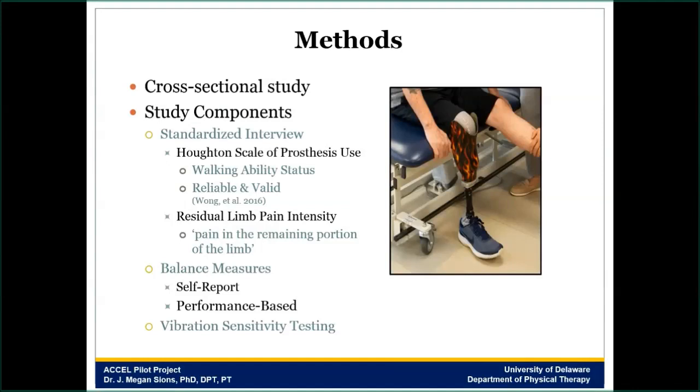It essentially tells us how our patients are performing in terms of are they more household ambulators or community ambulators. We're also asking them to rate the residual limb pain intensity from a 0 to 10 scale, and we define that as pain in the remaining portion of the limb. And then we complete 1 self-report measure and 3 balance measures that are performance-based, and look at vibration sensitivity testing.